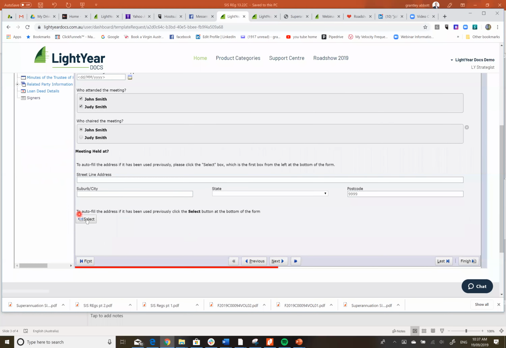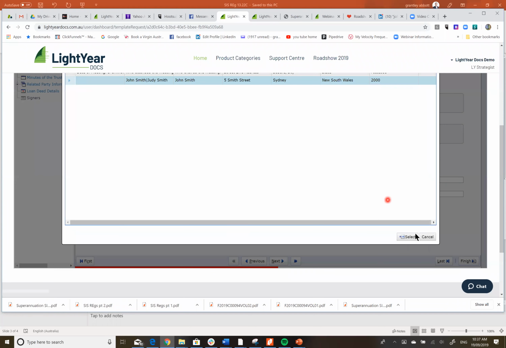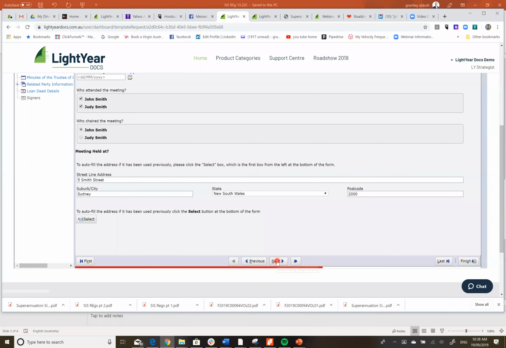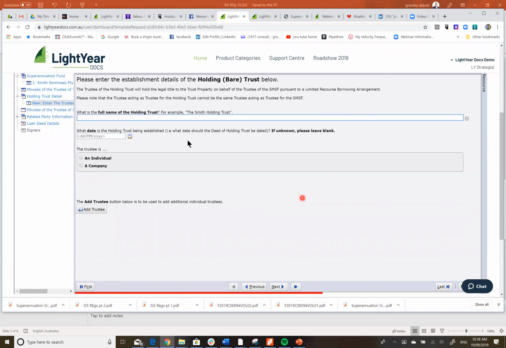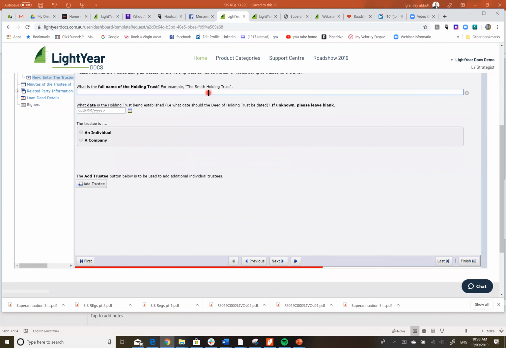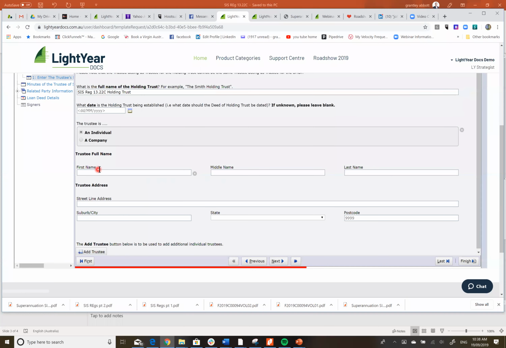Where's the meeting held at? Well, we just select the other one. So we know it's at 5 Smith Street. So I'm presuming that's your offices. We then go down to the name of the holding trust. So let's go SIS. Now, this isn't a SIS holding trust. Oops, sorry, SIS 22C holding trust. But it's there to hold the units. I don't know what it is. We'll just go the individual. We'll go John Smith. We go down here.